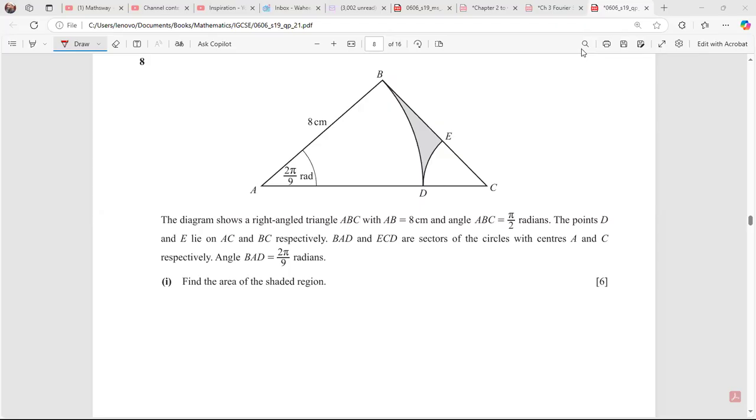We will be doing question number 8 today. Okay. So it's a bit challenging question. You see, we need to find the area of this shaded region and the perimeter of it.